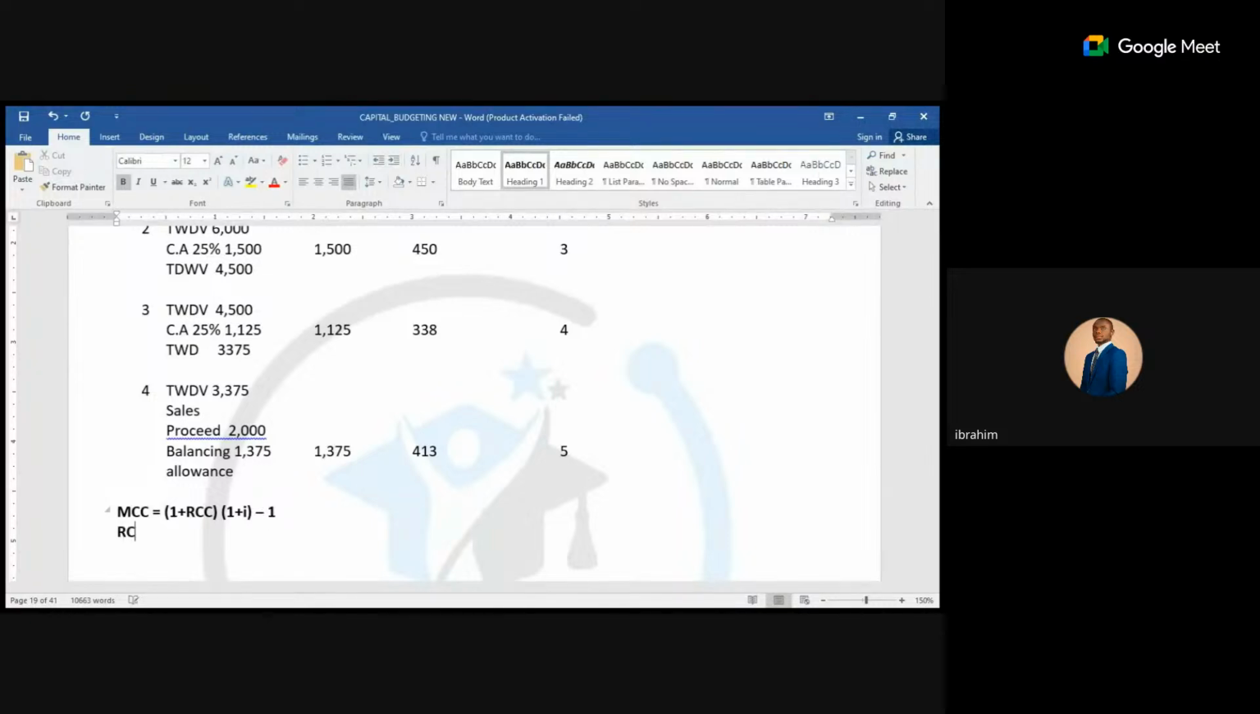The RCC is given to us in this question to be how many percent? 7.7%. 7.7% is equivalent to 0.077, right? The general inflation given to us is 4%, that is 0.04.